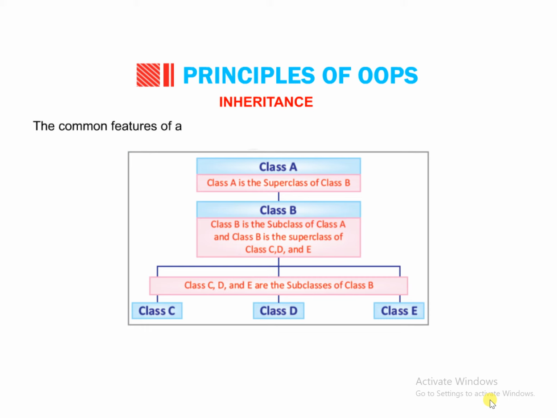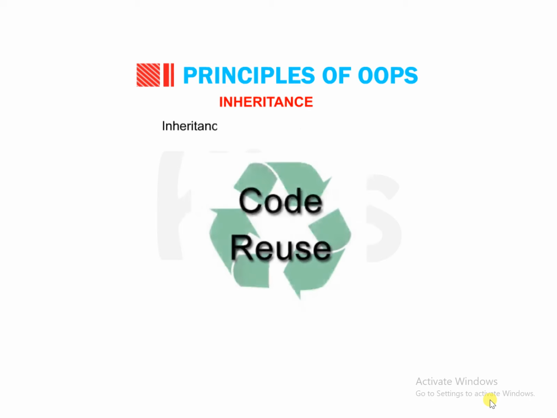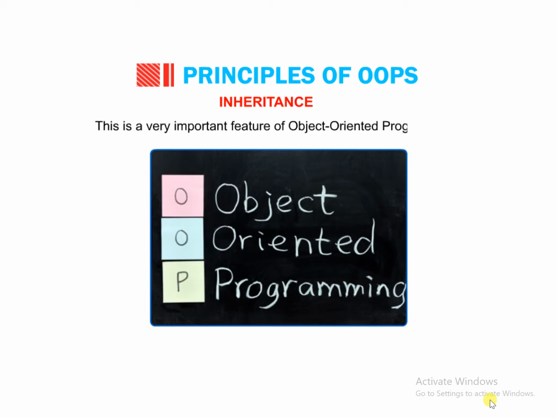The common feature of all the classes has to be defined only once in the base class. The subclasses get the functionality of their base class automatically. Inheritance allows the reusability of code. This is a very important feature of object-oriented programming.